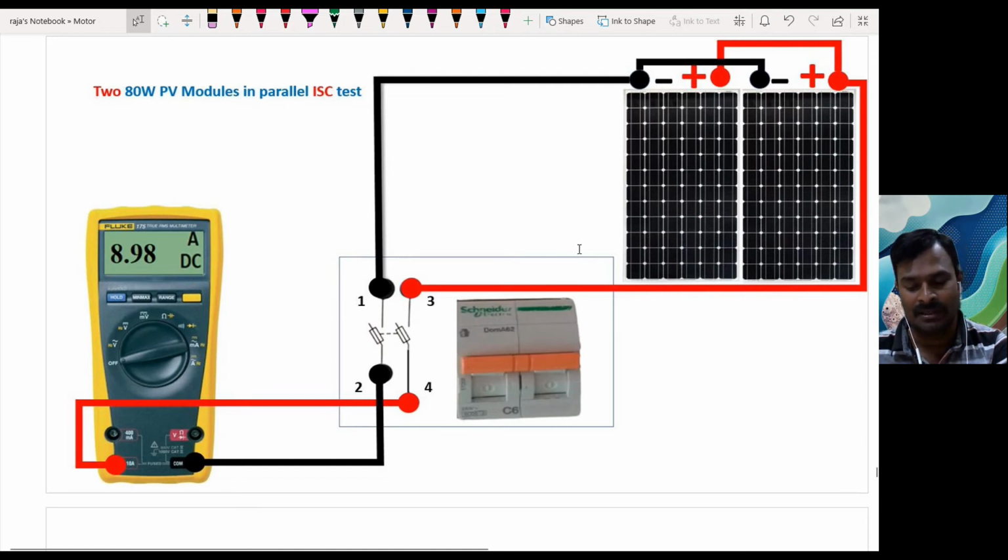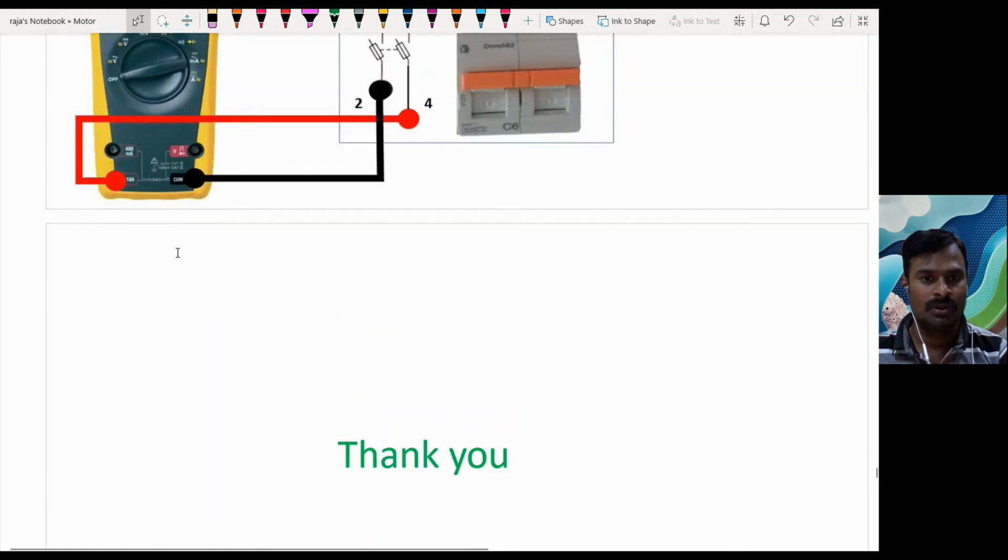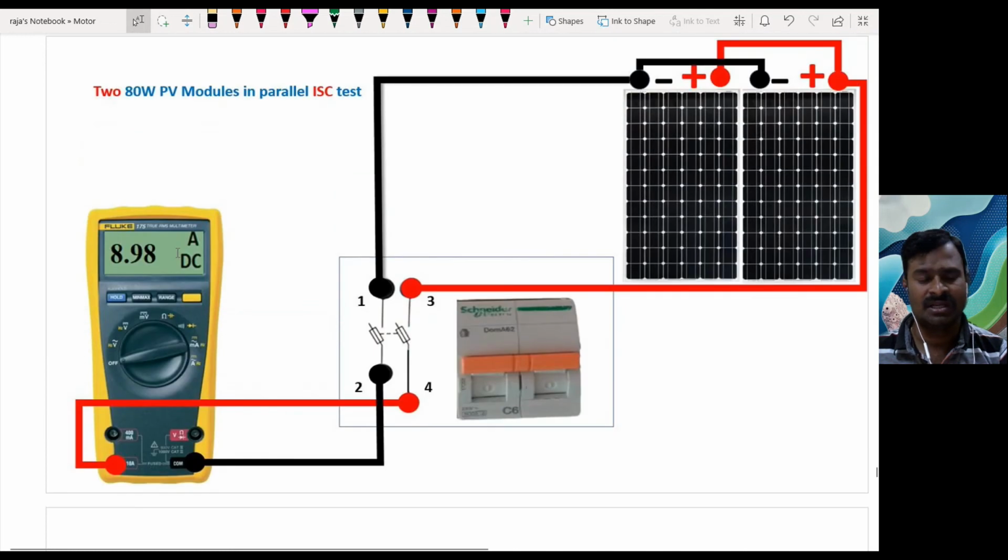In the panel specification, the rating it would give in the ideal situation is stated. For this panel, it is almost 5.5 amperes. But for the specific lighting situation, what we measure, we get this 8.98. So this is how we can measure the short circuit current and open circuit voltage for the parallel connected panels. And let us see one small video for this.